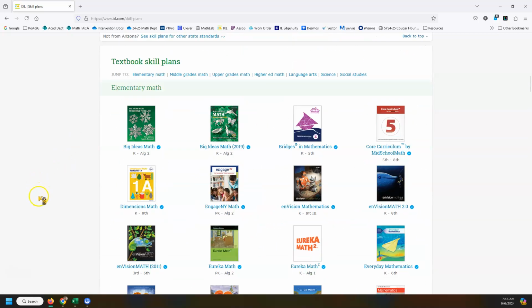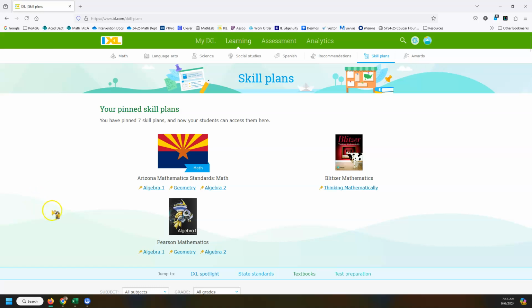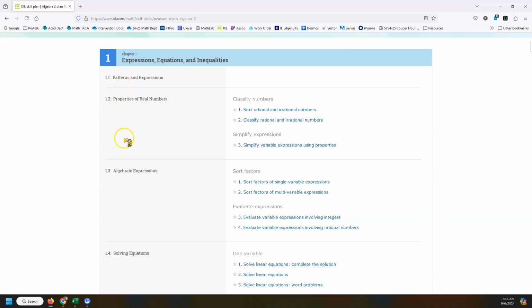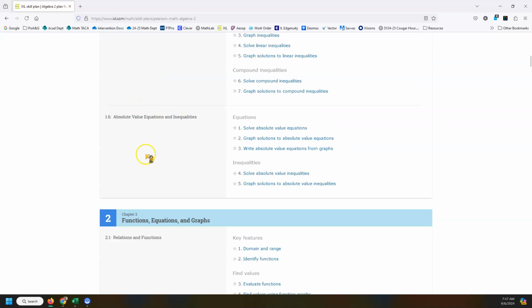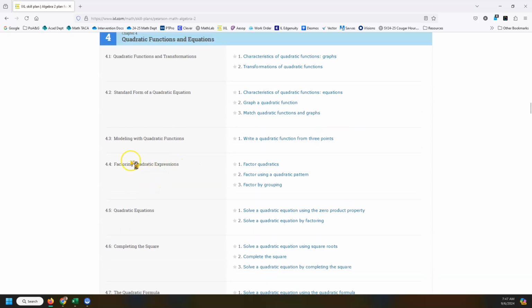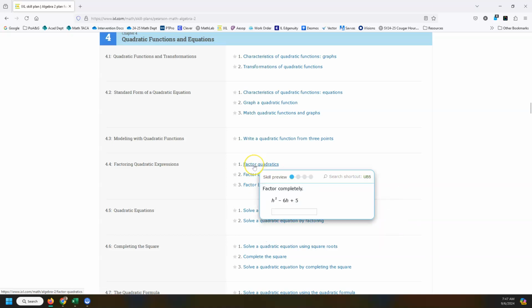Now, why am I showing this? Let's say, for example, you are remediating Algebra 2. If you would like to focus on the skills that are being done in your classes in the textbook, you will notice that the skills plans here are according to the topics in our textbook, the same content. So for example, let's take a look at quadratic functions and let's work on factoring. If you want to do factoring as your remediation, there are skills here that you can already look at and assign to your kids for practice.